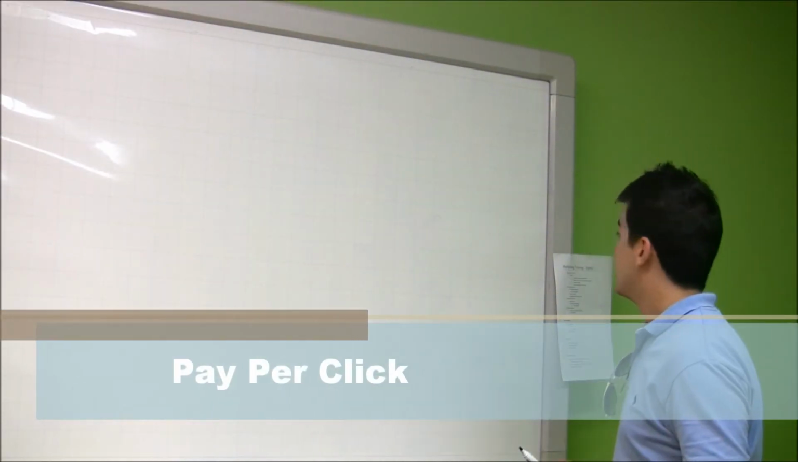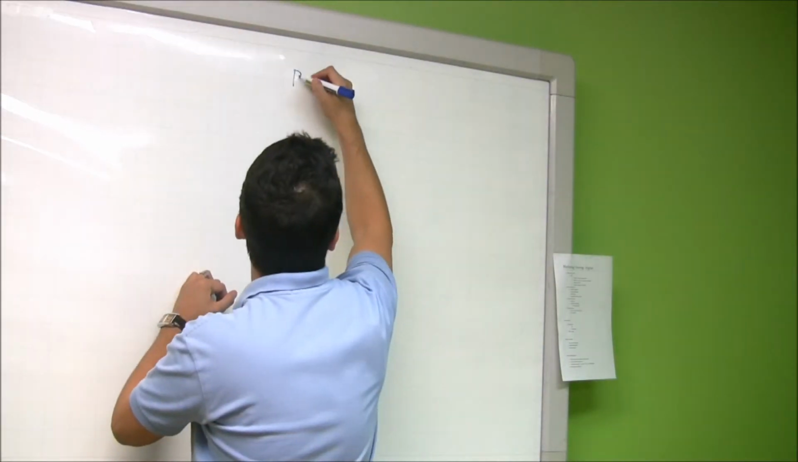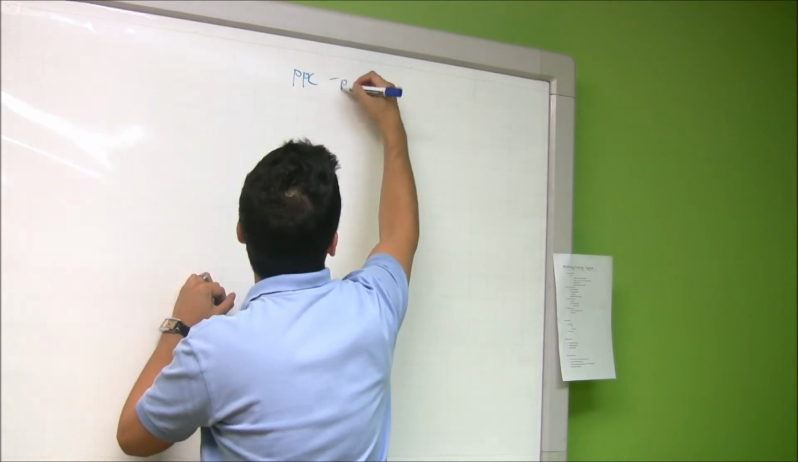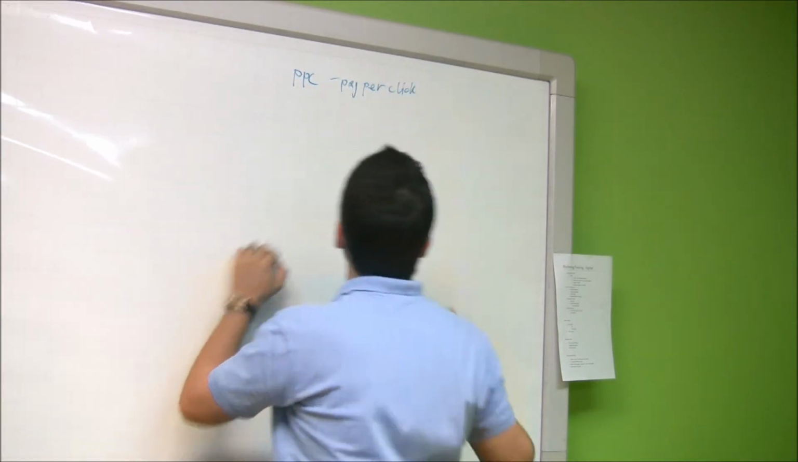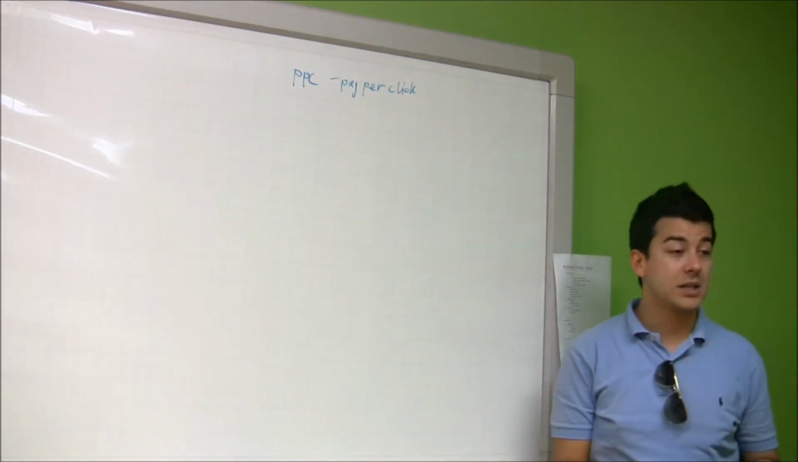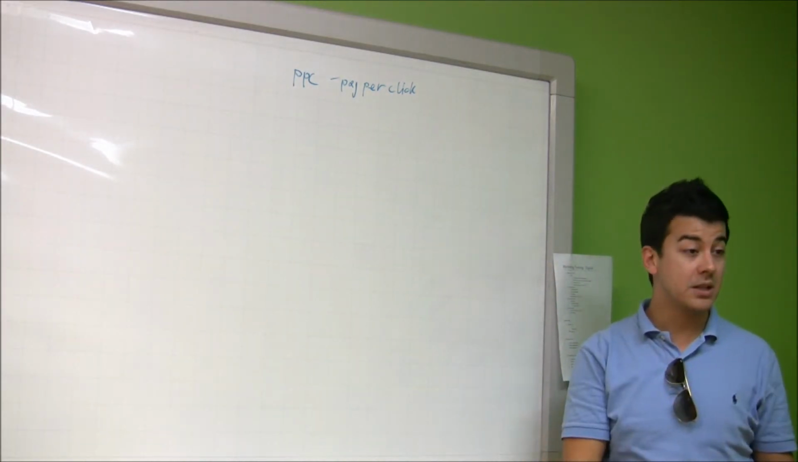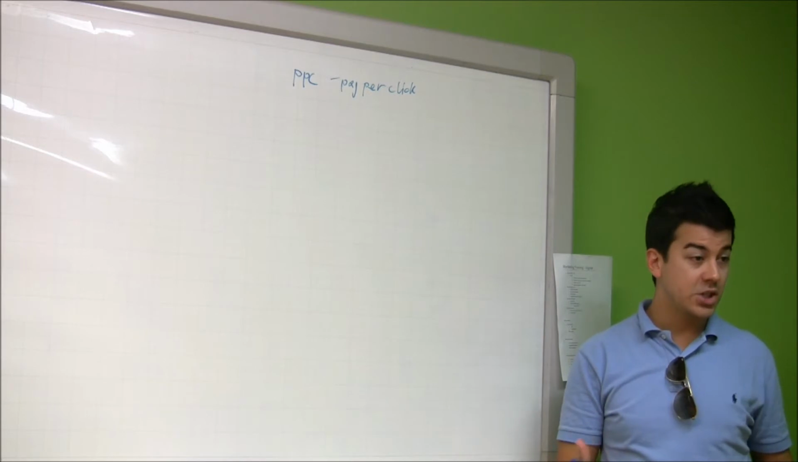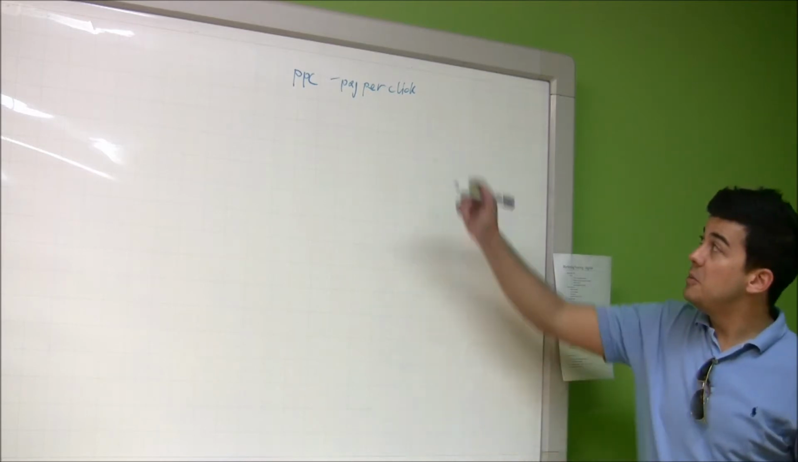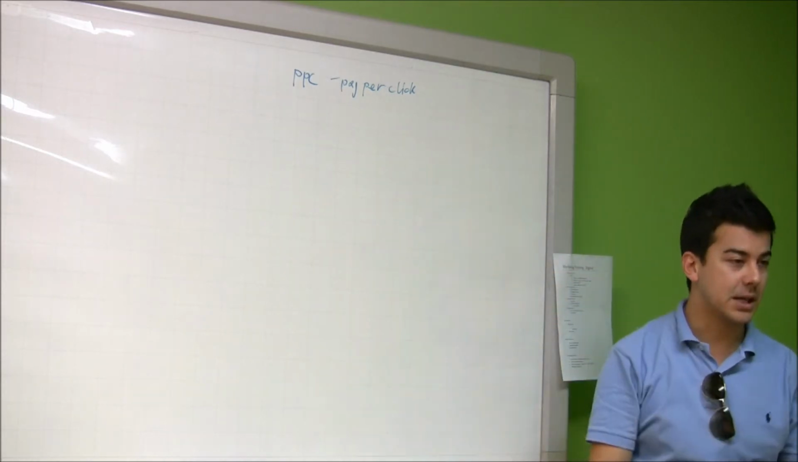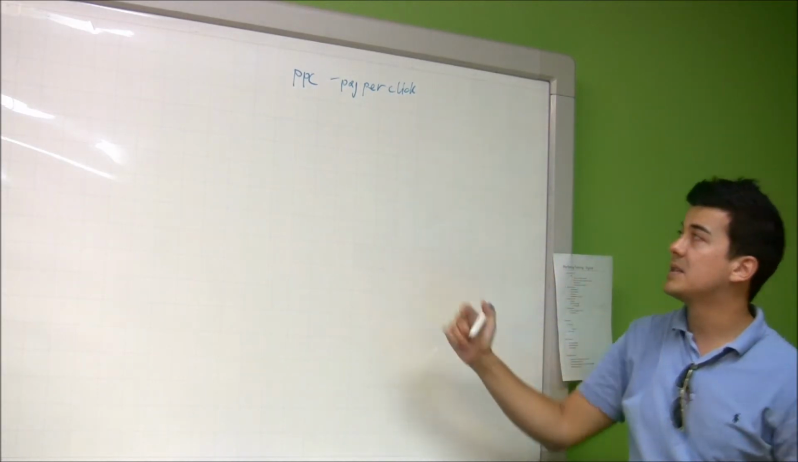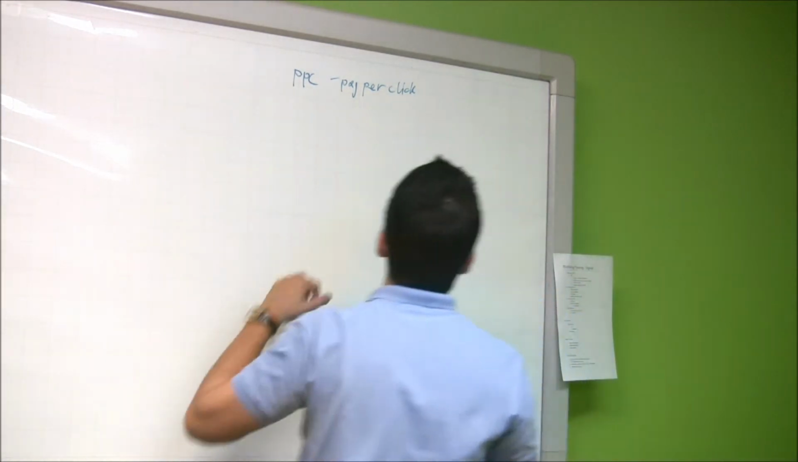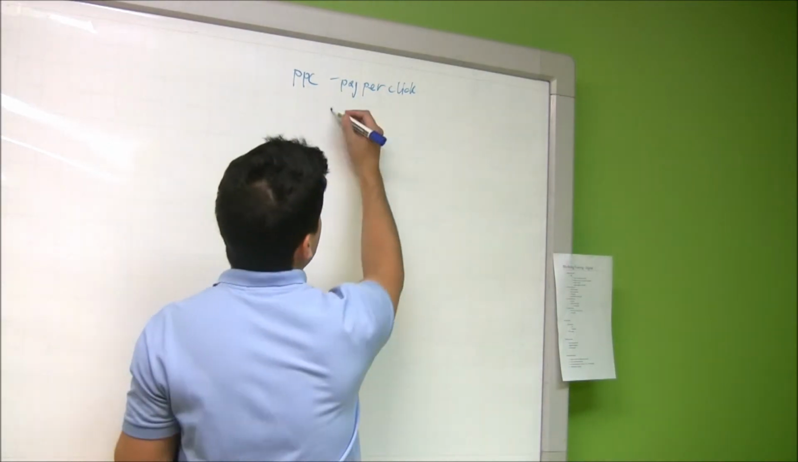Okay, so what is what we call PPC, or pay per click? Pay per click is a form of digital advertising where essentially the ad is displayed to the person in some way, shape or form, and then you pay according to how many people click, and that's why it's called pay per click. Right? But it's deceptive because a lot of them are not pay per click. They're pay per impression.